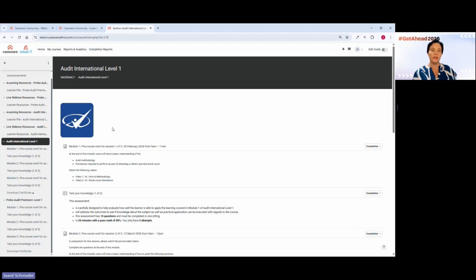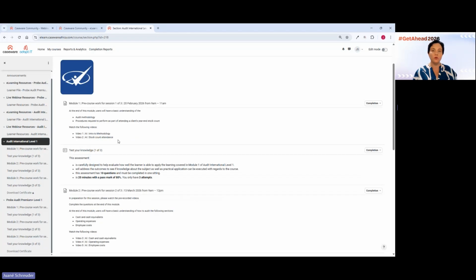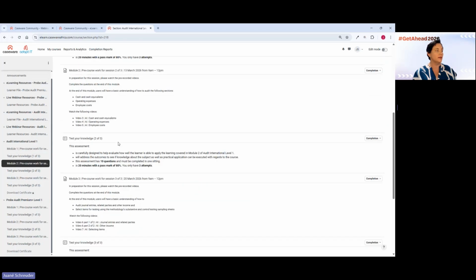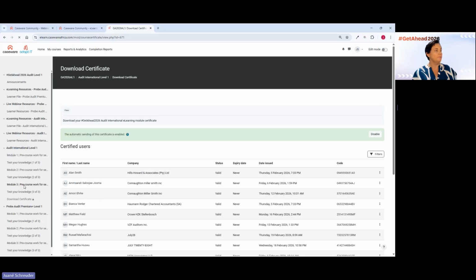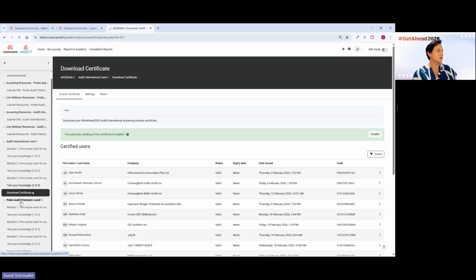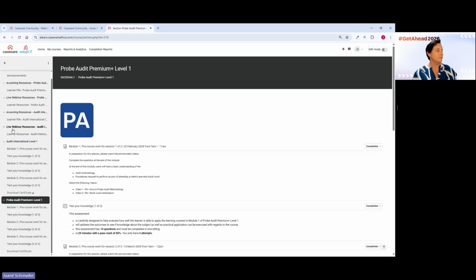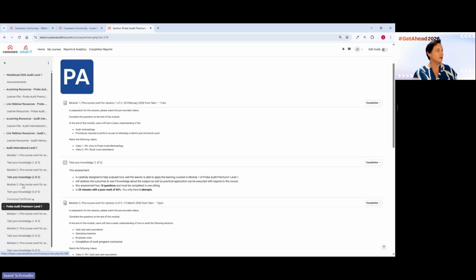So if you are doing Audit International methodology, you will have your 3 modules with your little quizzes, and at the end, your certificate that you can also download. Oh, now it's going there. No, I don't want to be there. Right. I can see a bit more because I'm also loaded as the learner, or rather as a teacher. So you can go all the way through down to your certificates.